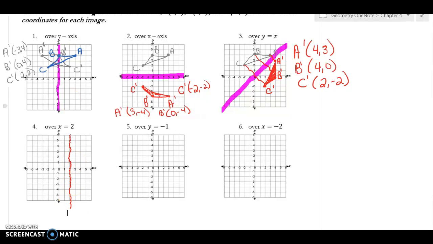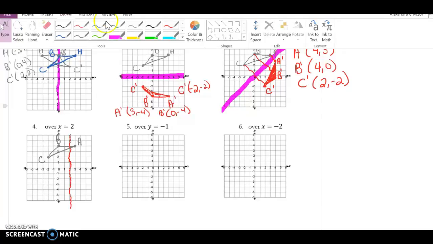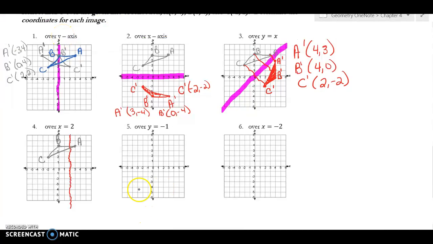Okay, so now I graph my points same way as I did before. So A is at 3, 4. B is at 0, 4. And C is -2, 2. And to reflect, I see how far away they are from this red line. So I can't use my rules because it's a different line. But A prime now is here. So A prime is at 1, 4. B prime is 2 away, so B prime is here. So that's 4, 4.